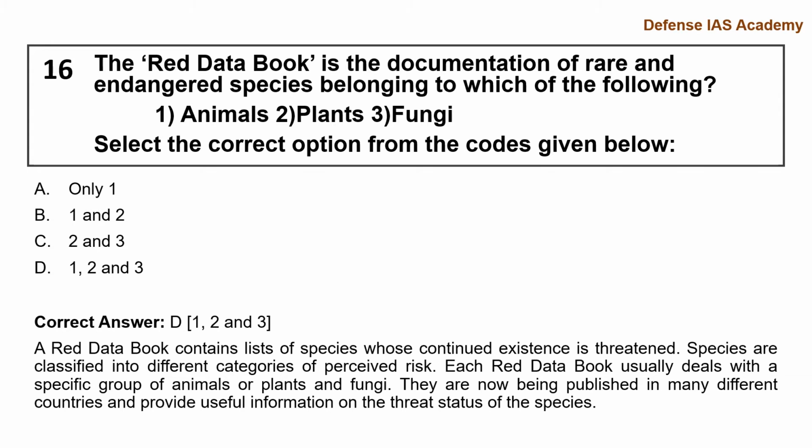A Red Data Book contains a list of species whose continued existence is threatened. Species are classified into different categories of perceived risk. Each Red Data Book usually deals with a specific group of animals, plants or fungi. They are now being published in many different countries and provide useful information on the threat status of the species.